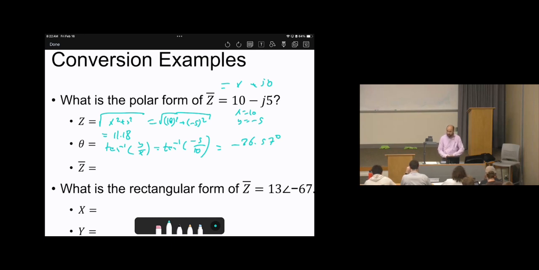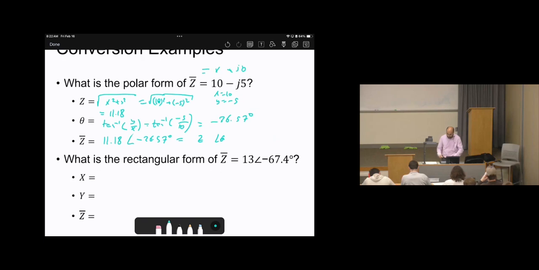Now I'm not done yet. I need to write this in the general polar formula, which is z angle theta, which is 11.18, angle theta, which is negative 26.57 degrees. This is actually z angle theta. That's how we do the manipulation.